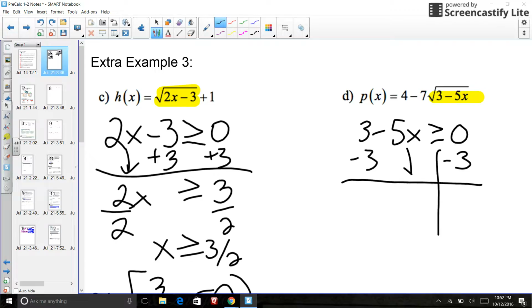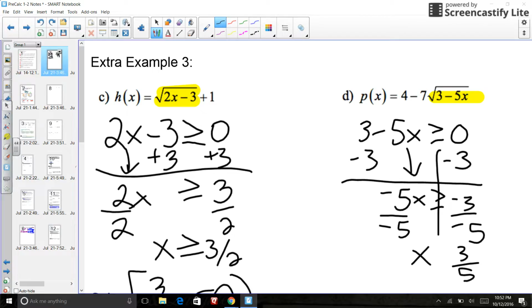All right, I'm doing really well. Now, here's where the problem might end up. What's that little sign that you brought down in front of the 5? A negative. So I'm going to divide by -5, divide by -5. All is well. X is positive 3/5. However, what happens? Because I divided by -5, it flips over. So x has to be less than or equal to 3/5.